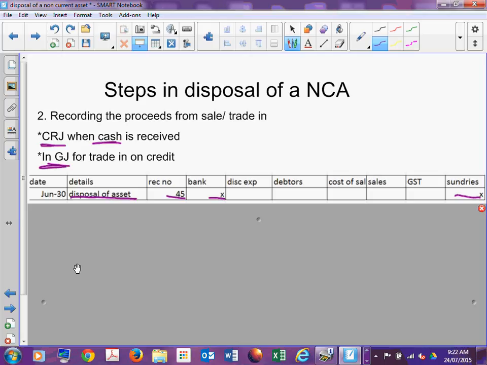We don't have to deal with GST with these things. Is it because it's second hand? Pardon? Is it because it's second hand?